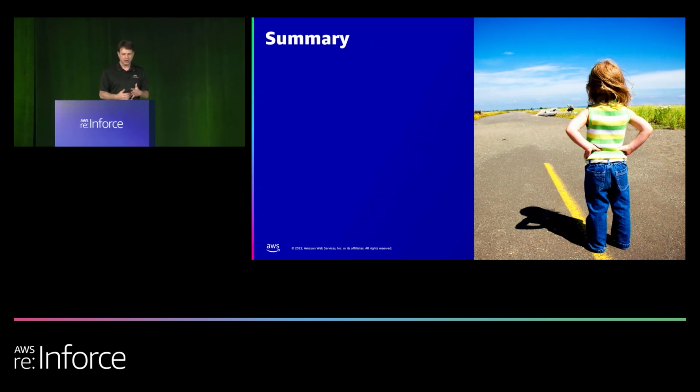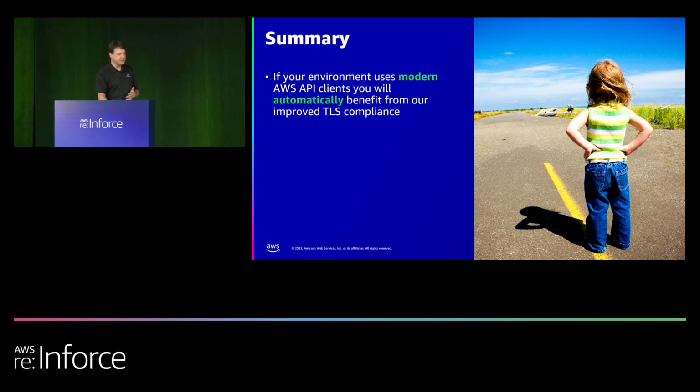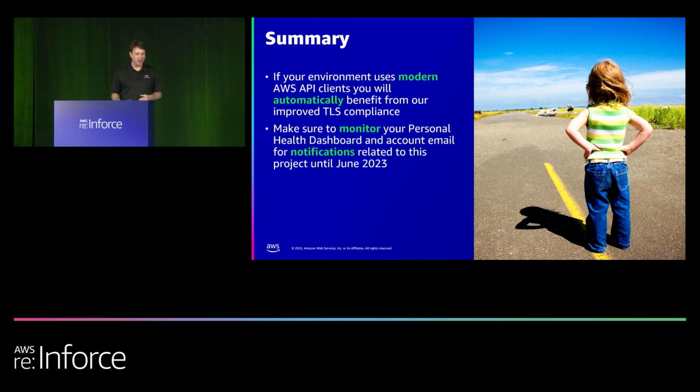All right, so what do you need to take away from this? The good news is every customer is going to get this modern TLS configuration automatically. We're going to push this change out on the back end of AWS. You're all going to benefit from it. That's the really good news here. You do have to watch out for these notifications. We're going to be sending them out over this 11-month period. As I mentioned, regression can be an issue.